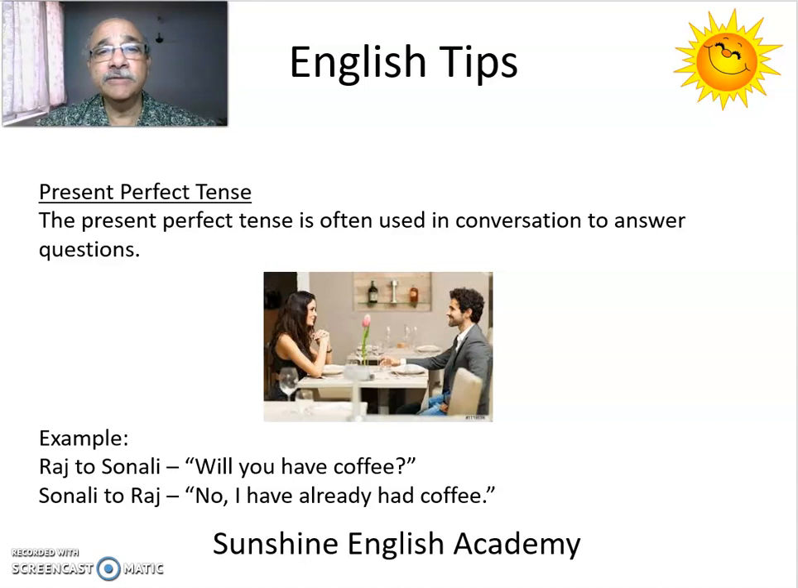So when do we use the present perfect tense? The present perfect tense is often used in conversation to answer questions. Otherwise, we have the option of using the simple past tense. Let's look at the example here. Raj asks Sonali, "Will you have coffee?" And Sonali answers, "No, I have already had coffee."